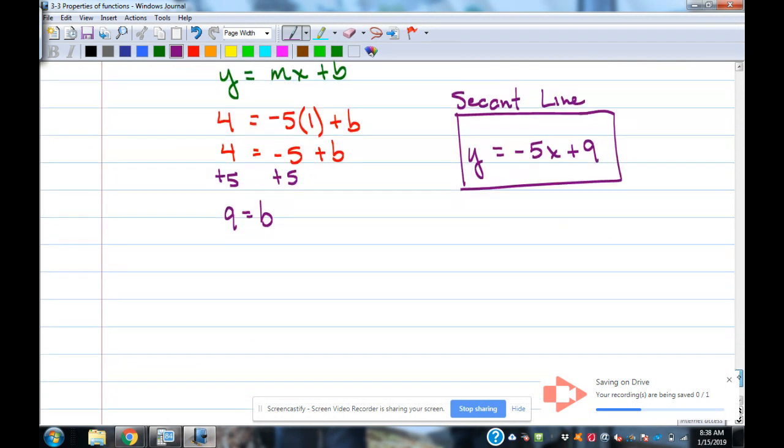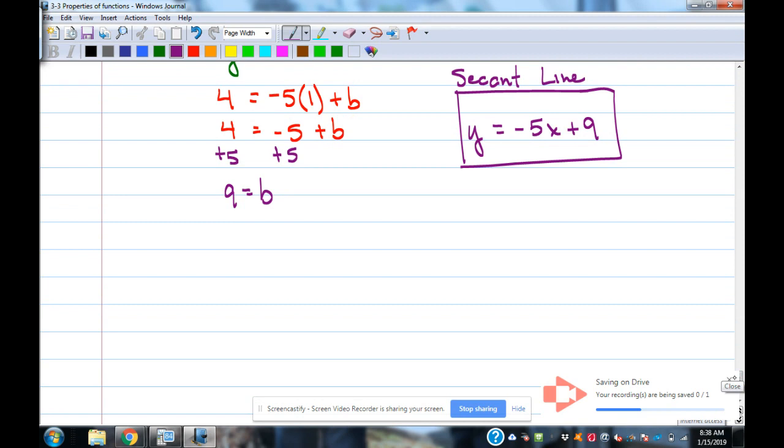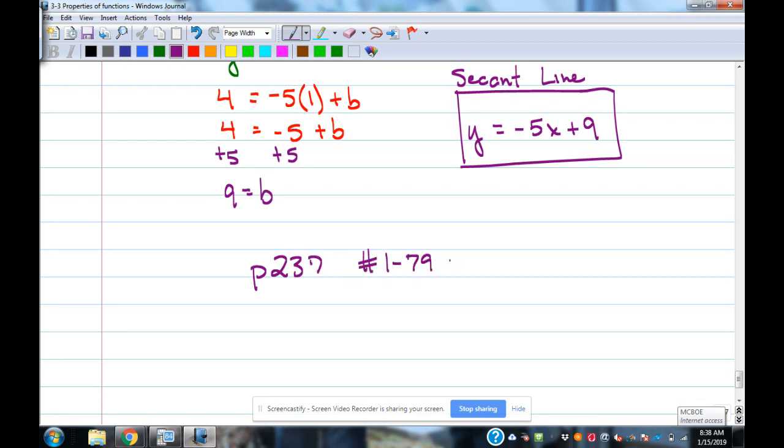All right. So practice problems for this particular section are on page 237, 1 through 79. And I suggest the odd. If you have trouble with the odd ones in a certain area, the even ones next to it are the same kind of problems, and you've got access to my book so you can check all of those.